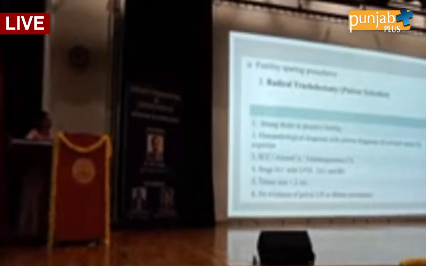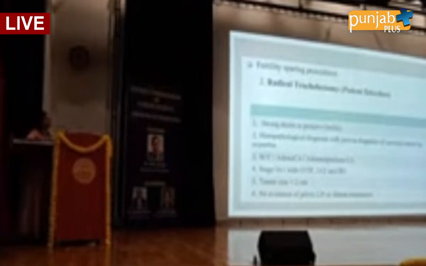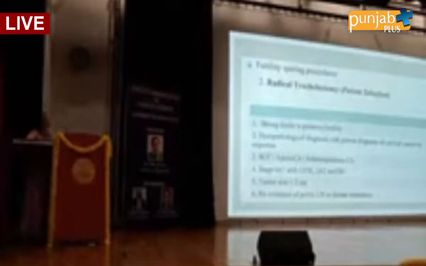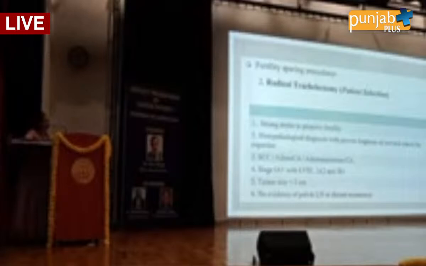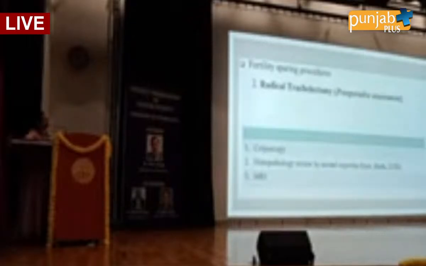And the histopathology where it is possible should be only squamous cell carcinoma or adenosquamous carcinoma. Other carcinomas like clear cell carcinoma or high-grade carcinoma, trachelectomy is not advised. And the stage should be 1A1, 1A2 or B1 only, and tumor size should be less than 2 centimeter, and there should be preferably no evidence of pelvic lymph node or distant metastasis. Then only it should be planned.